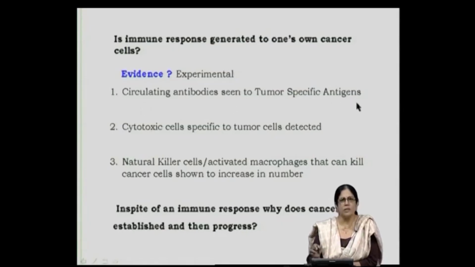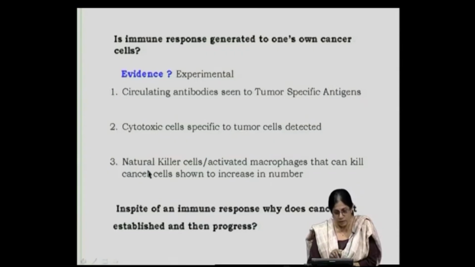Now, this of course has been seen not only in mice, not only under experimental conditions, but also in humans, that there are cytotoxic cells specific to tumor cells detected. Now, this again has been proven undoubtedly, and let me finish the third one: there are the natural killer cells. Natural killer cells are a part of the innate immune system to some extent, because they recognize non-self and evoke an immune response immediately by killing the cells. Natural killer cells as well as activated macrophages can kill cancer cells, and these cells increase in number when there is a tumor.